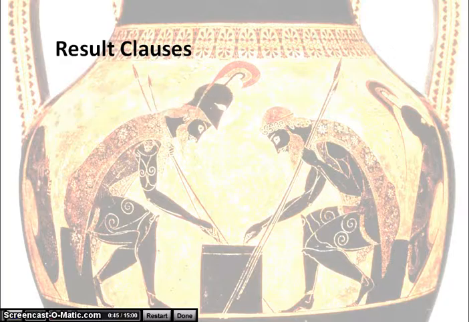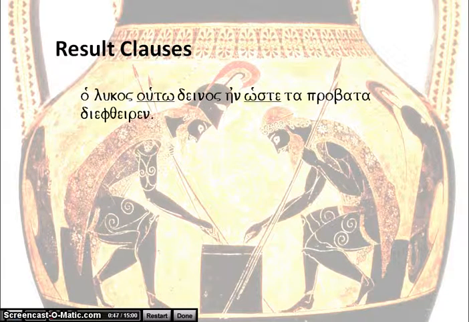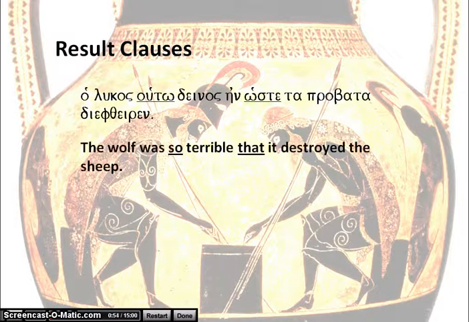So if we have a look at an example: ho lykos houto deinos en hoste ta probata diephtheiren. So the wolf was so terrible that it destroyed the sheep. So we can see there, houto is our signpost word, hoste is guaranteeing us the fact that we've got a result clause, and then we've got diephtheiren at the end there, which is indicative.